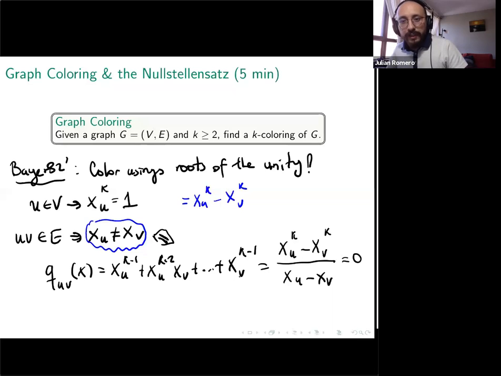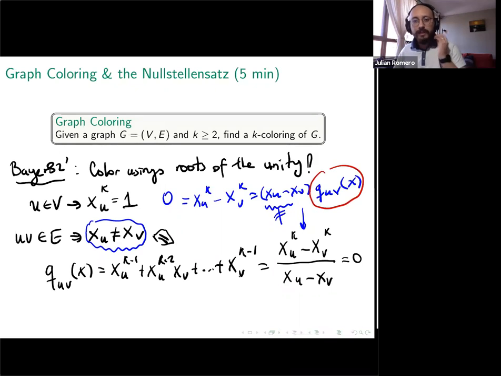Both of them are roots of the unity. So I know that this guy over here is equal to 0, right? Because this is equal to 1, both of them. So you cancel out and that's it. And then I can factor this guy out, right? So what is the factorization? The factorization is equal to x_u minus x_v times q_uv of x. So if these two guys are different, this element over here is different from 0, and then I have to necessarily have that this polynomial over here has to be equal to 0, and then I'm done.